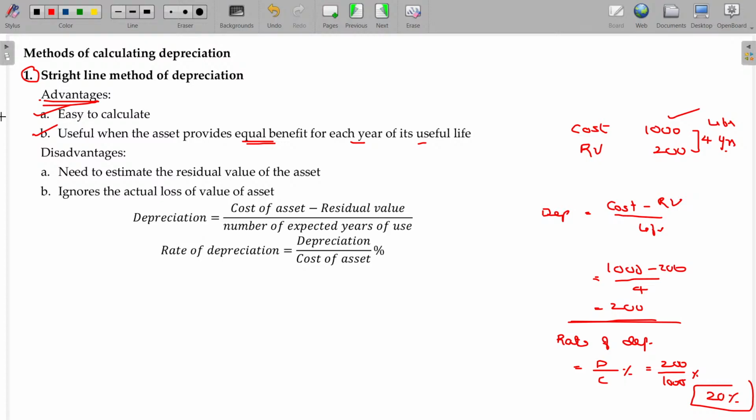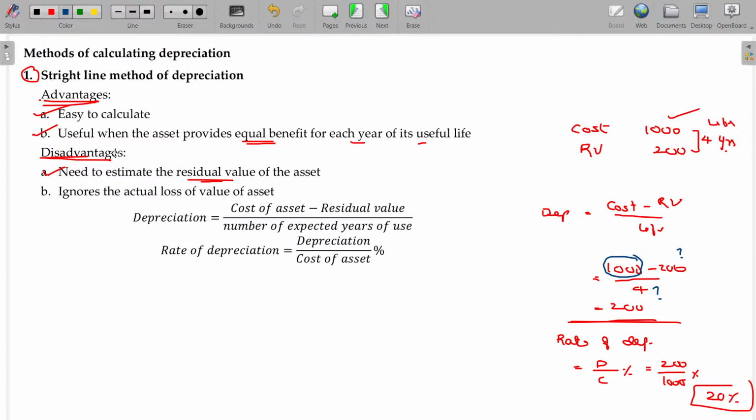And what could be the disadvantages in this method? Need to estimate the residual value of the asset. So while purchasing, you know what is the value you purchase. Okay, but 4 years later, at what rate it will be saleable, also be a question mark. And next one is, will it be saleable, means will it have the life for 4 years, also be a question mark. Okay, that's a problem here.